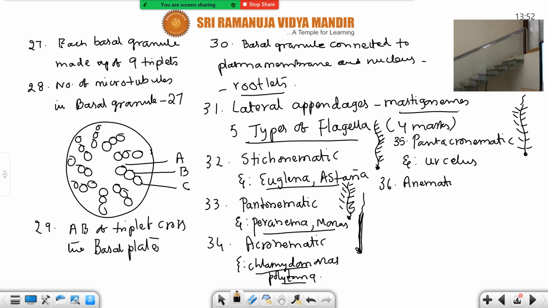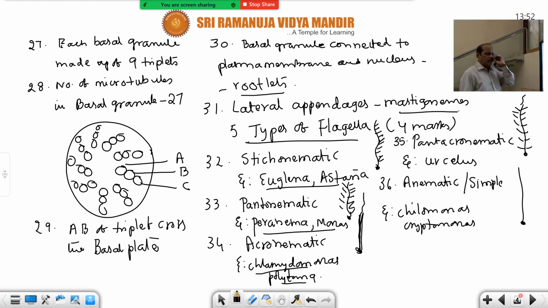And last one is anematic. No mastogonemes and no naked terminal filament. Anematic, also called simple flagellum. Here the basal granule is present without any naked filament and mastogonemes. Neither naked filaments nor mastogonemes present. Example, Chylomonas and Cryptomonas. Here also two examples are there.